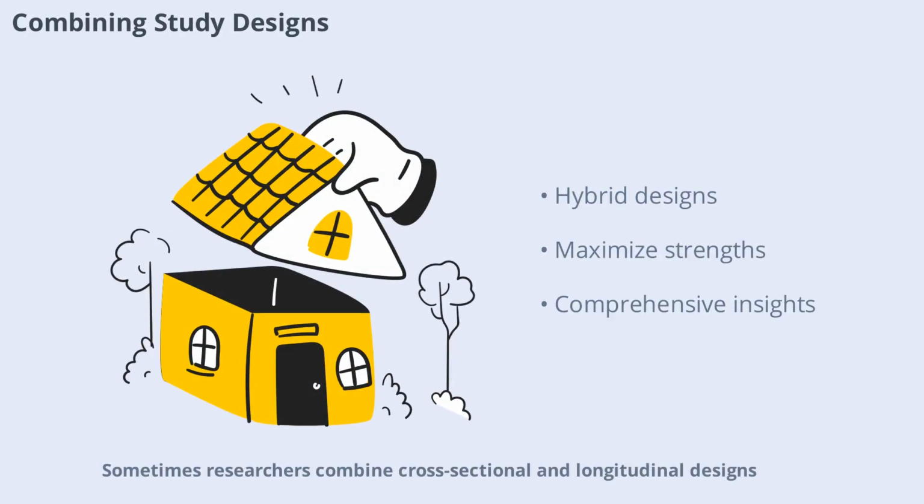Sometimes, researchers combine cross-sectional and longitudinal designs to maximize strengths and minimize weaknesses. For example, a study might start with a cross-sectional survey to identify trends, then follow a subset of participants longitudinally to explore causes and effects. This hybrid approach can provide a more complete picture.